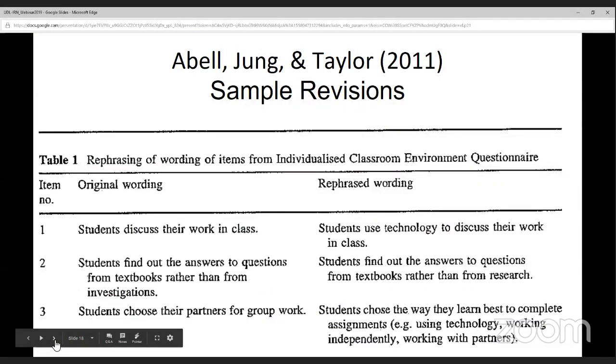Okay, here is an example of a validated instrument, which you can see on the left side. These were the questions from a validated individualized classroom environment questionnaire, right? And they were modified or rephrased, and you can see those on the right side. Especially in item number 3, it went from students choose their partners for group work to students chose the way they learn best to complete assignments using technology, working independently, working with partners, which really gets more into the UDL. So this is just an example of how you can take something that's not UDL related and modify it and make it work for your UDL measure.